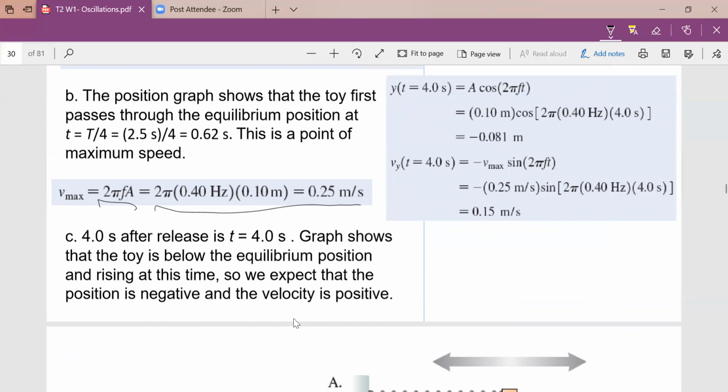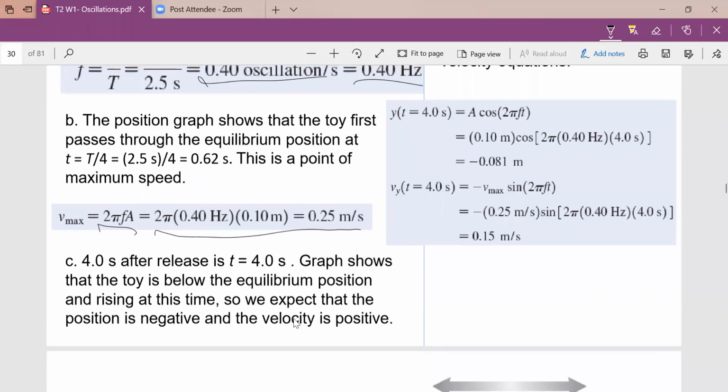And the C part, which is where the velocity and the position will be at 4 seconds. Remember, it's completing how many oscillations in 10 seconds? 4. So that is 2.5 seconds per oscillation, so that means it completes 4 oscillations into its final stage. If we bring that in, all the motion is on the y-axis, so we'll have y equals A cos 2 pi f t.